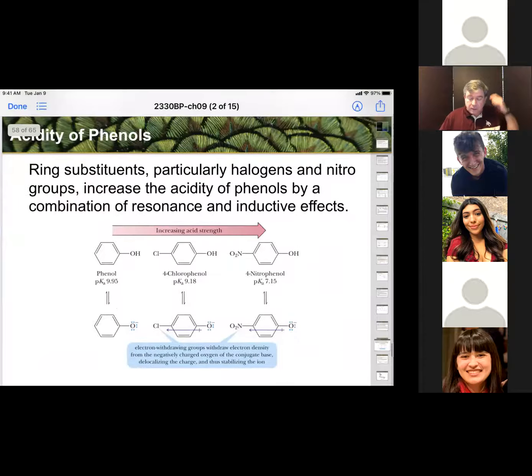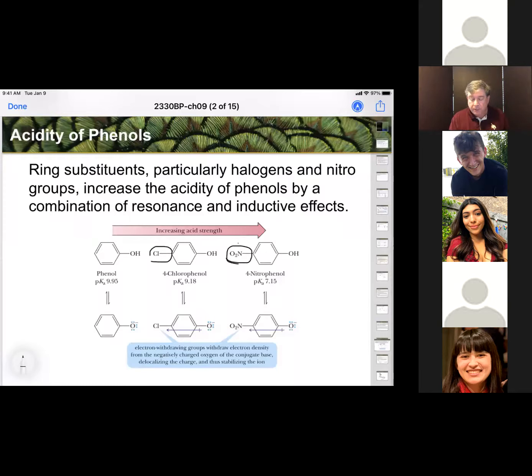Okay. So if we're moving the negative charge around the ring, that means that adding an electron donating or electron withdrawing group is going to change the acidity. If we have a group that donates electron density, it's actually going to decrease the acid strength, because we're trying to move a negative charge, and donating extra electrons to a negative charge is not going to help. But if we put on an electron withdrawing group, like chlorine, which is inductively electron withdrawing, or the nitro group, which is electron withdrawing, it gets more acidic.